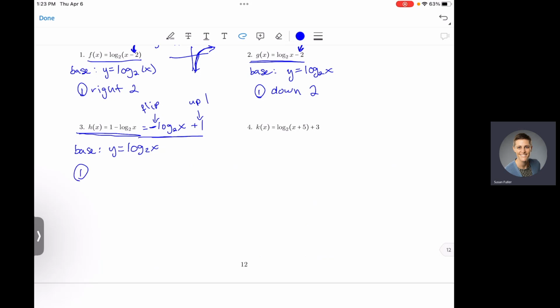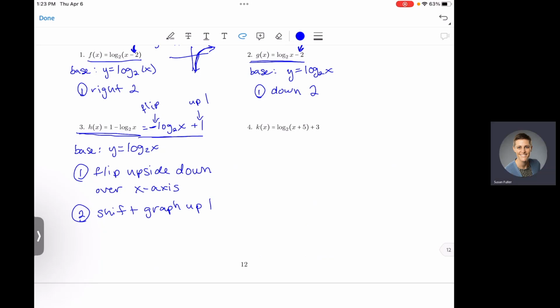Order matters, so what am I going to do first? I'm going to flip upside down because you have to move up and down last. Okay, so we're going to flip upside down over the x-axis first, and then the second thing that we're going to do is shift the graph up 1 unit.